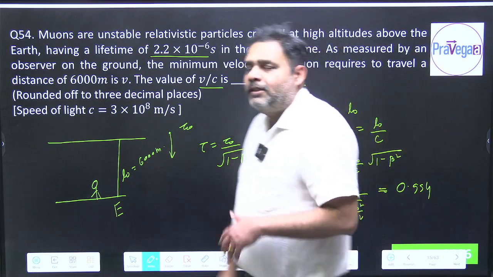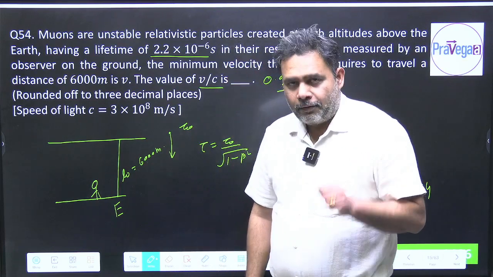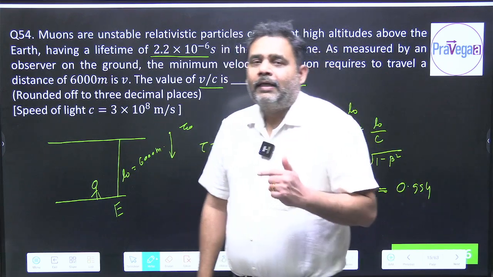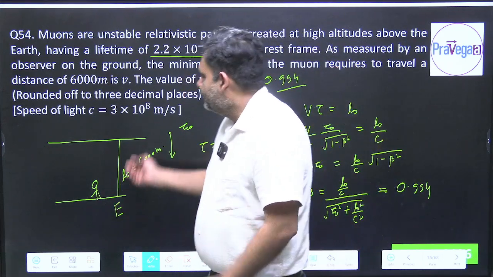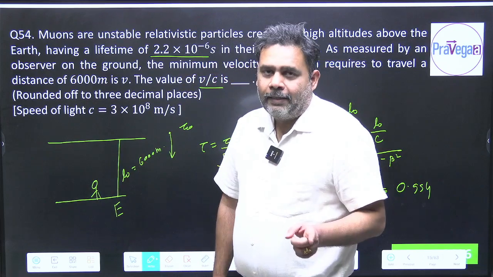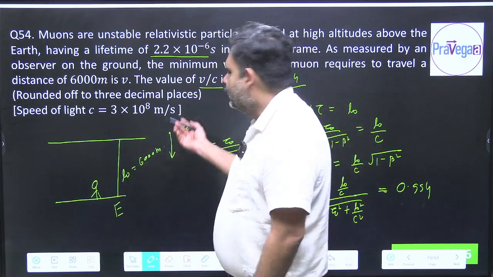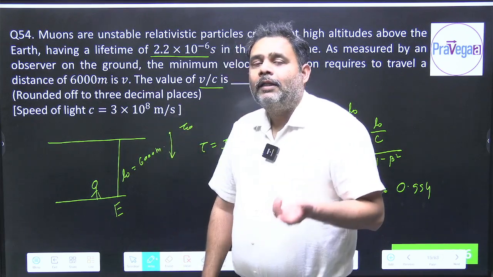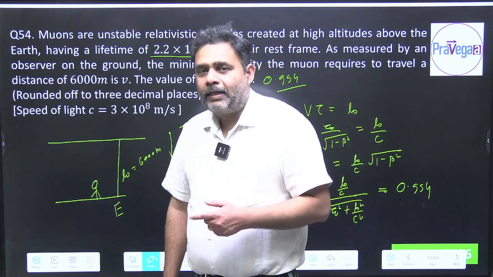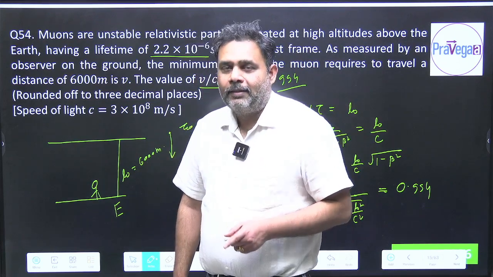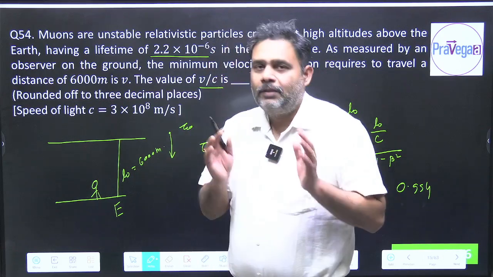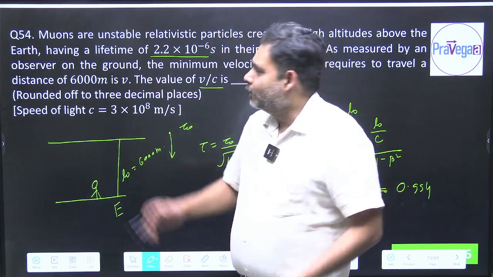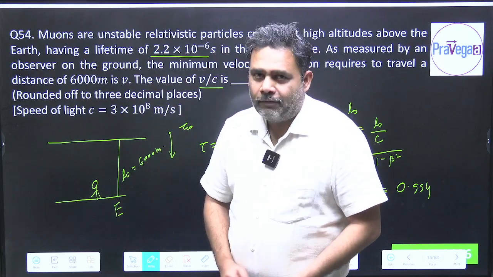So it's a very simple, straightforward question, but you have to always take care that with respect to earth, the distance will be proper length. With respect to earth, the time will be dilated time, and with respect to the muon, the time will be proper time, but the distance will be contracted distance. So you have to just keep this in your mind, and then you can solve this problem in a very easy form. Thank you.